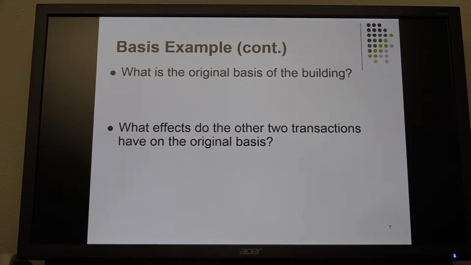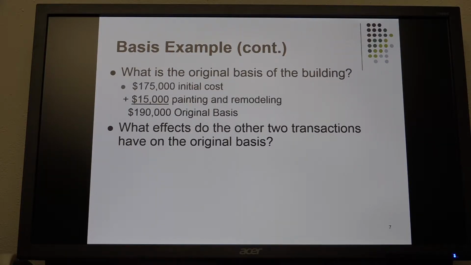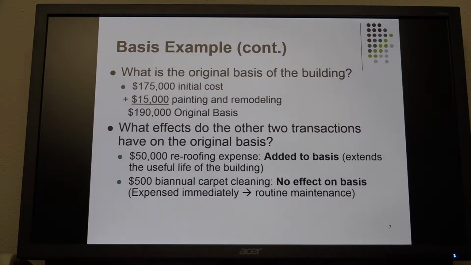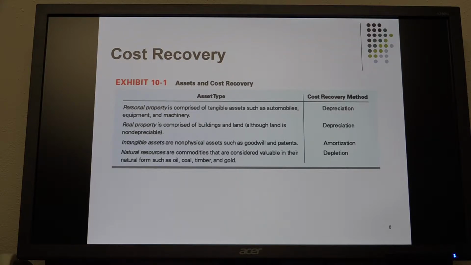not a capital expenditure. So, question is, what is the original basis of the building, and what effects do the other two transactions have on the original basis? Well, the original basis is $190,000, the $175,000 plus the painting and remodeling, and to the $190,000, you're going to add the $50,000, but you're not going to add the $500 expense. Expense that immediately. And so anyway, personal and real property, the cost recovery method is depreciation, intangible assets, such as goodwill, patents, copyrights, trademarks are amortized, and then natural resources are depleted.